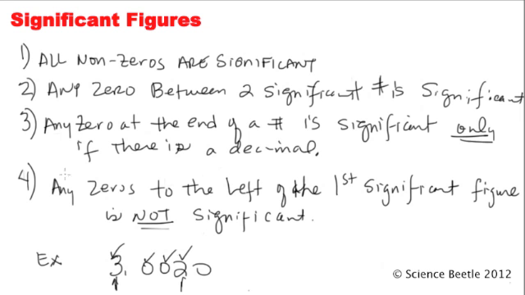Now let's look at the last one here. Any 0 at the end of a number is only significant if there is a decimal present. Since we do have a decimal present here after the 3, the last 0 is significant. Now we don't worry about the 4th rule simply because we don't have any zeros to the left of the first significant digit. In other words, we don't have any zeros to the left of the 3. So here the total count is going to be a sig fig count of 5. And that's the significant count there.